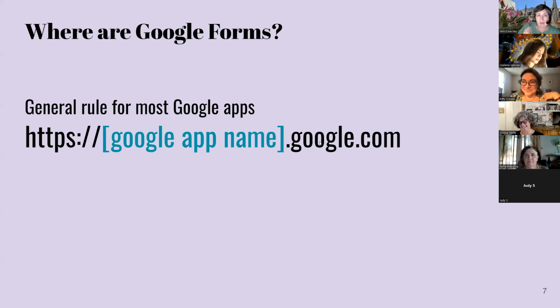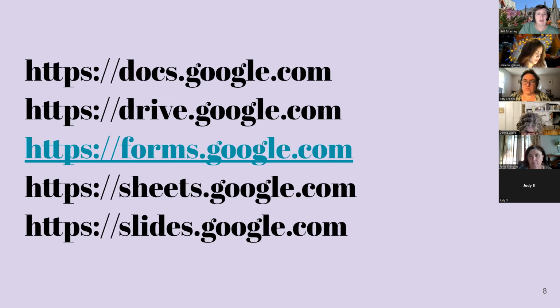Okay, so our point here was that for most of the Google applications, most of the tools, there's a direct link to those by typing in the name of that particular tool, .google.com. So in this case, it would be forms.google.com, drive.google.com, docs.google.com, sheets.google.com. So we are going to use forms.google.com if we're not already in our Drive.